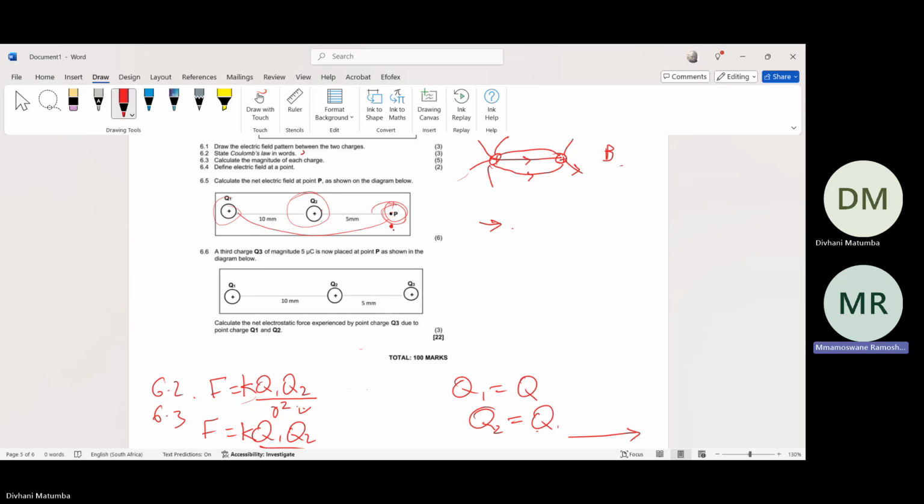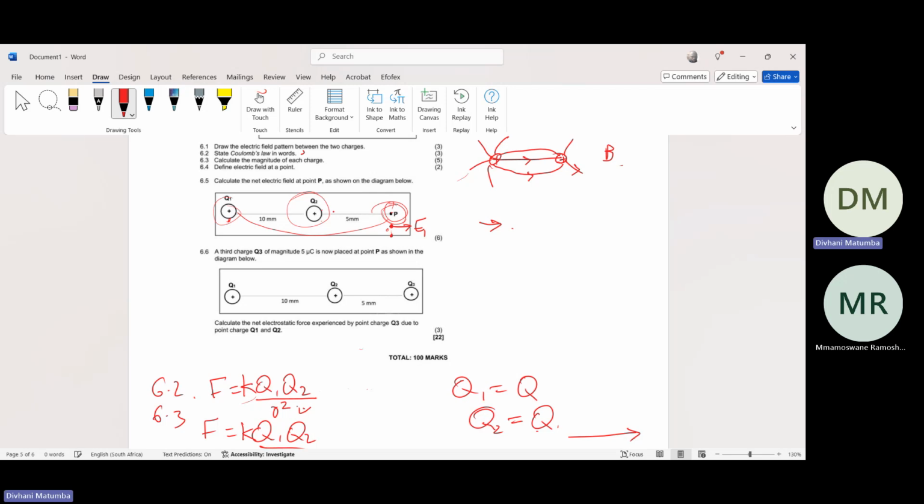Between Q1 and P, yes. I think to the left. Okay, positive will attract positive, I think that's what you're saying. Oh no, which side? Oh yes, no, to the right, to the right. I chose to the right as my answer. Okay, so to the right, E1.